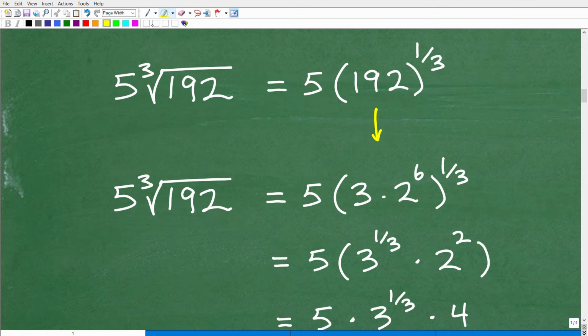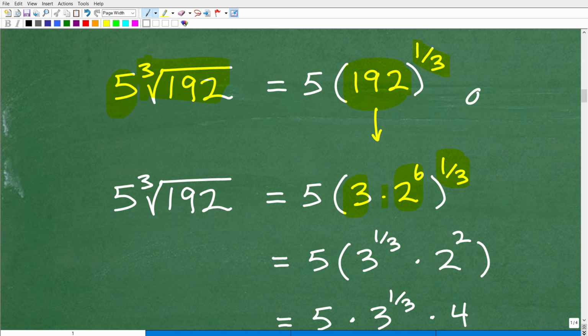Again, we have 5 times the cube root of 192. We know that the cube root of 192 is the same thing as 192 to the 1/3 power. And now we know that 192, in case we just factored it, is equal to 3 times 2 to the 6th power. So I'm going to replace that 192 with this. So we're going to take these numbers to the 1/3 power.